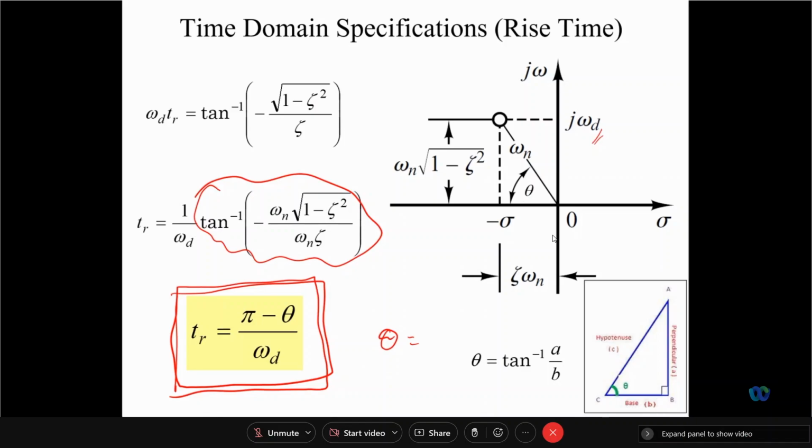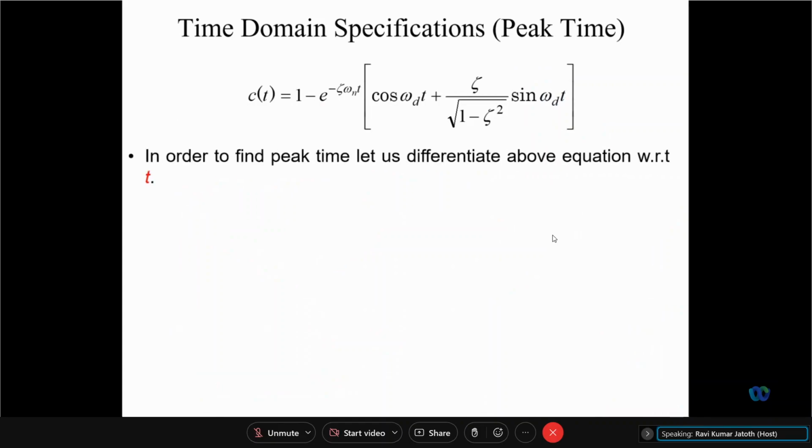Okay. Then next parameter, we have transient response parameters. So rise time, peak time, overshoot, settling time. These four are very important transient response parameters. Okay. So now if I try to find out the peak time, so what we should do now? Tell me. So this is what the expression.